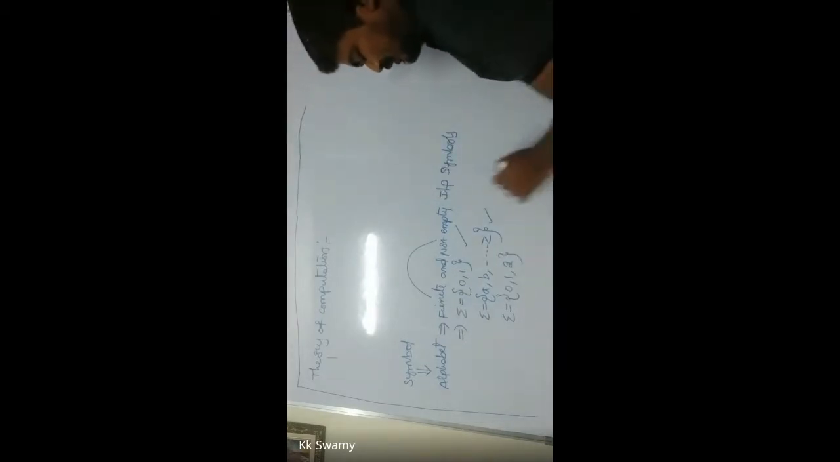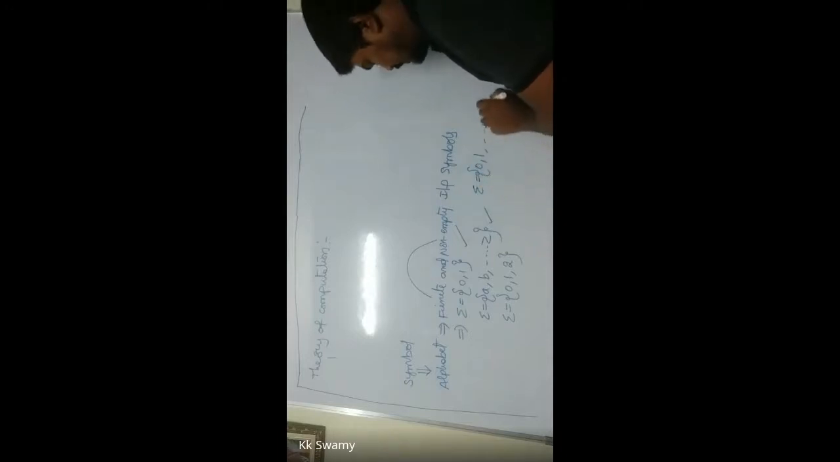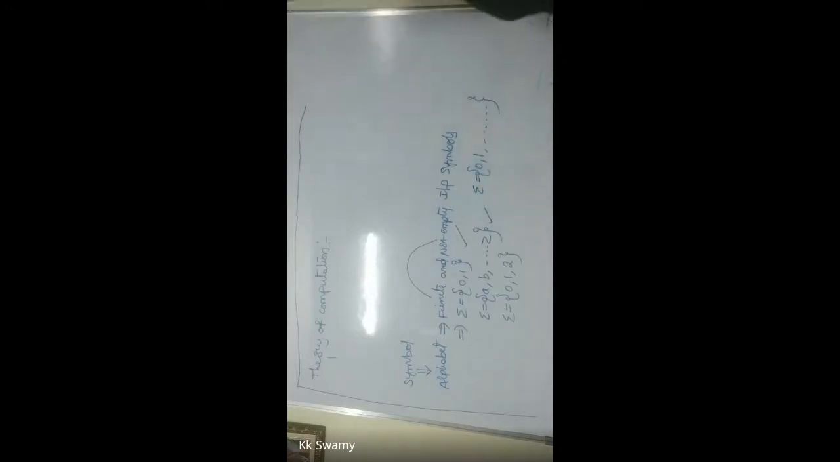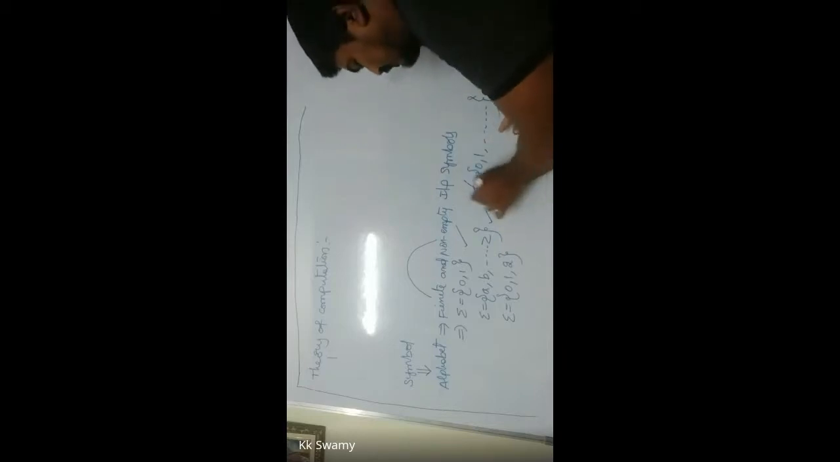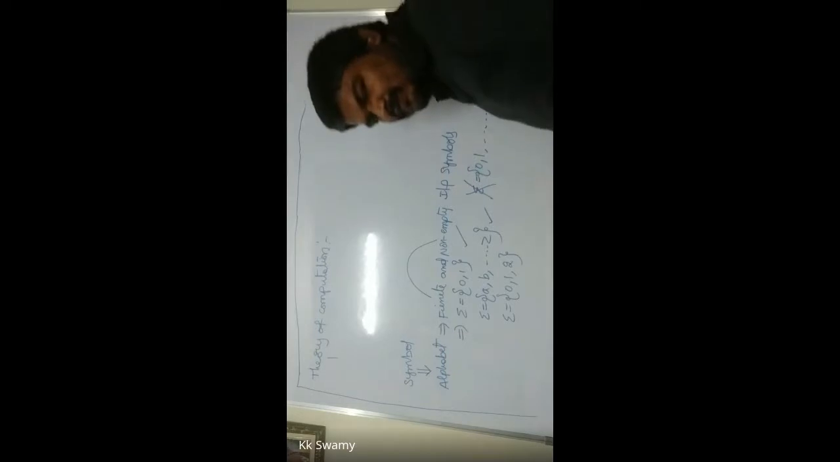Suppose sigma equals 0, 1, 2 and so on, so there is no limit. If there is no limit, is it considered an alphabet? No, this is not an alphabet. The alphabet should be a finite and non-empty set of symbols. Then only it is considered an alphabet.